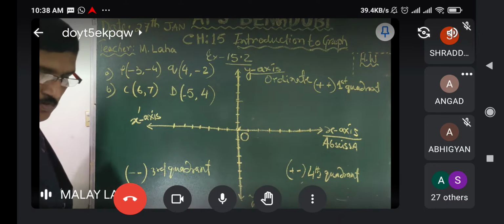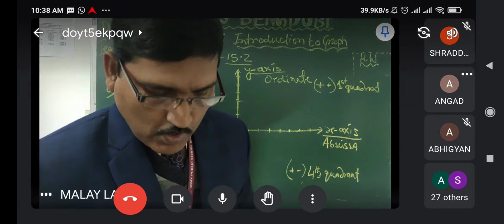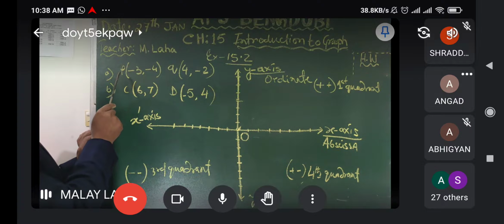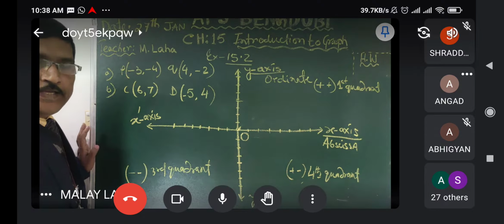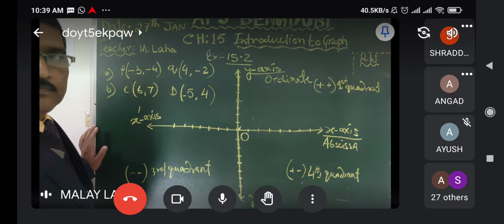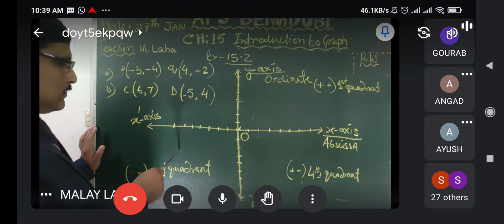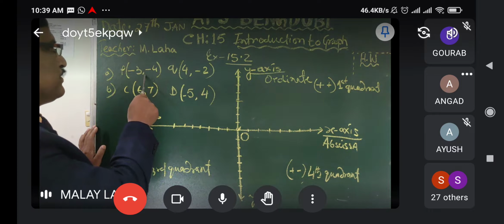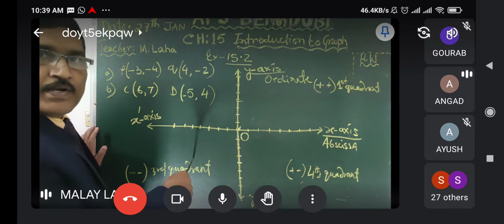Okay. Now, students, you all please listen. Tell me, point P, its value is minus 3 and minus 4. In which quadrant will it fall? Sir, in the third. Tell me louder. Third quadrant. This quadrant is the third quadrant. That means this point will be located in the third quadrant.